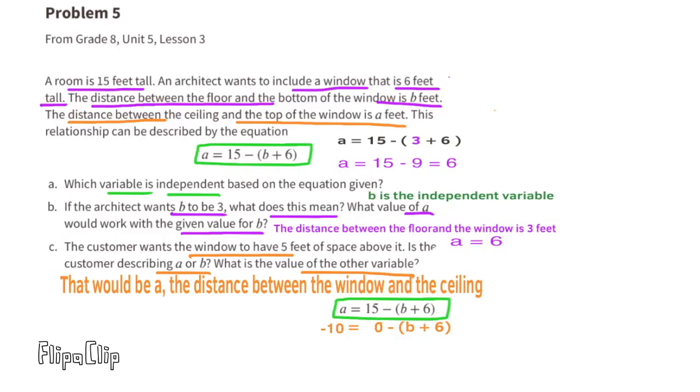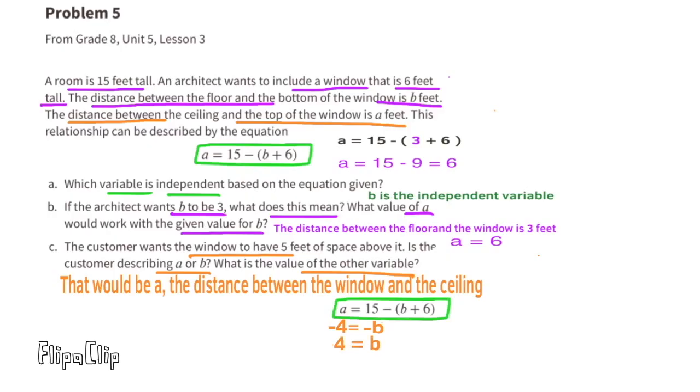Now the equation reads negative 10 equals 0 minus B plus 6. Negative times B is a negative B, and negative times a positive 6 is a negative 6. So negative 10 equals negative B minus 6. Add 6 to both sides. Now we have negative 4 equals negative B. Multiply those by a negative 1, and you have 4 equals B.